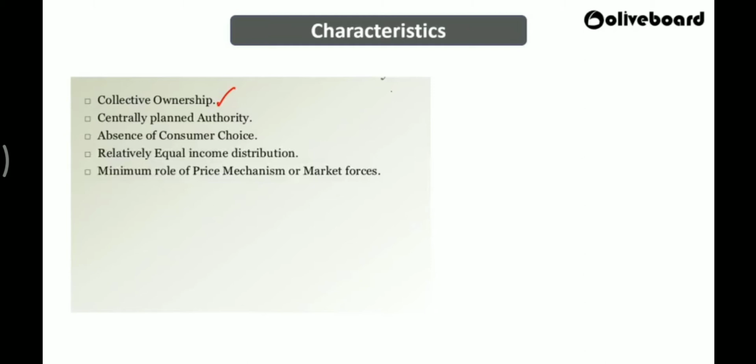The second one is centrally planned authority. Guys, understand, in any economy we always talk about major economic problems: what to produce, for whom to produce, how to produce, and what we are going to do for our future growth. So these are the main problems of any economy. All of these are decided or controlled by one authority, and that authority is nothing but the government. That is why we call it a centrally planned authority.